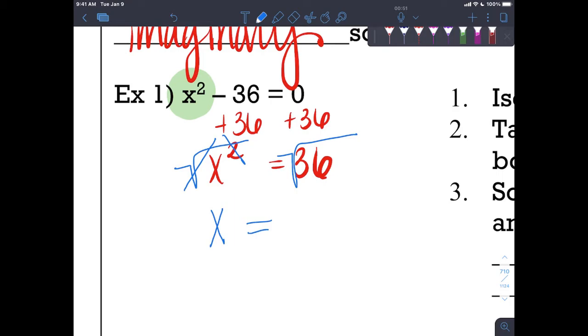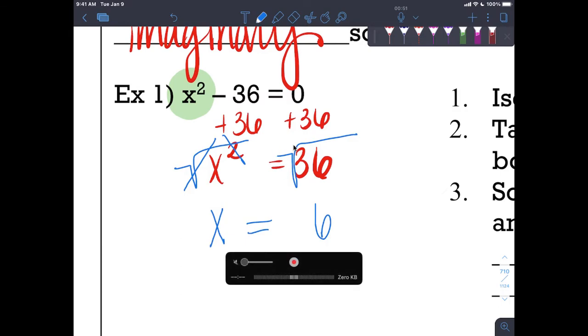Now I ask myself, what is a number when I multiply it by itself is equal to 36? 1, 2, 3. So I'm going to check each one. 1, 4, 9, 16, 25, 36. It's 6. So I write my 6.